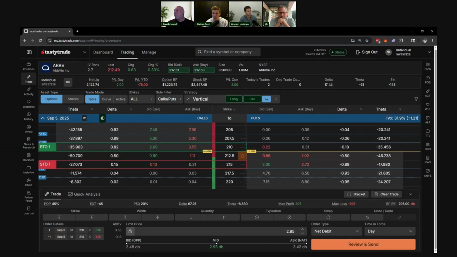210, 215, which is a perfect wrap on AbbVie, is still about $3. That's a little too rich for my blood. Paying $3, that needs to be 2.50 to be interesting because it's split right in the middle of those two strike prices there.